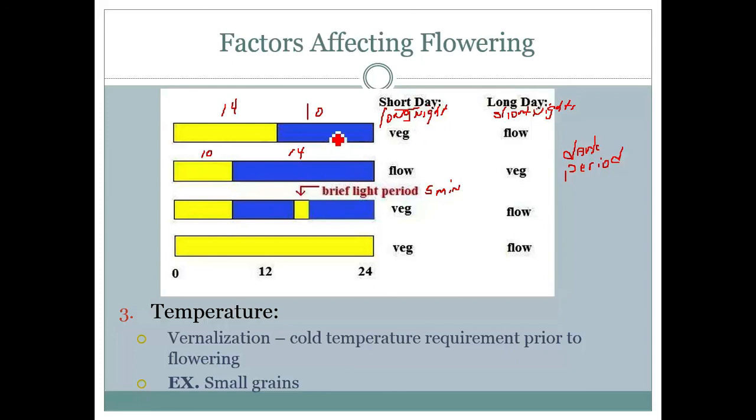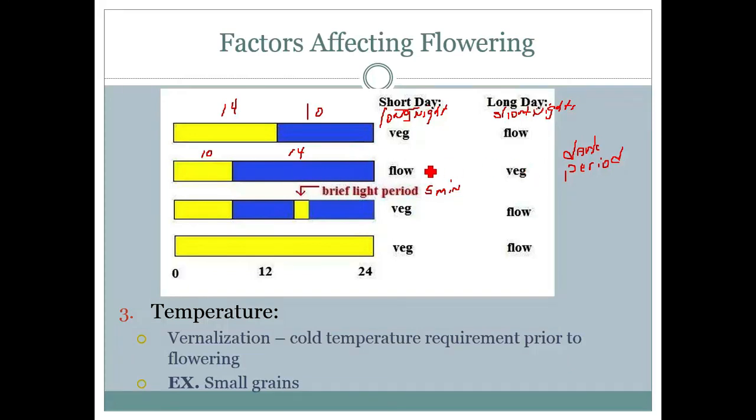Because here's a short day plant. It's looking for a long night to make it flower, but it's not going to get one. It's got a short night, so it stays vegetative. The long day plant's looking for a short night. It has a short night, 10 hours, so it's going to flower. If you reverse the length of the dark and the light, your short day plant here is looking for, again, a long night. It's getting a long night. It's going to flower. Your long day plant's looking for a short night. It's not getting a short night. It's going to stay vegetative.